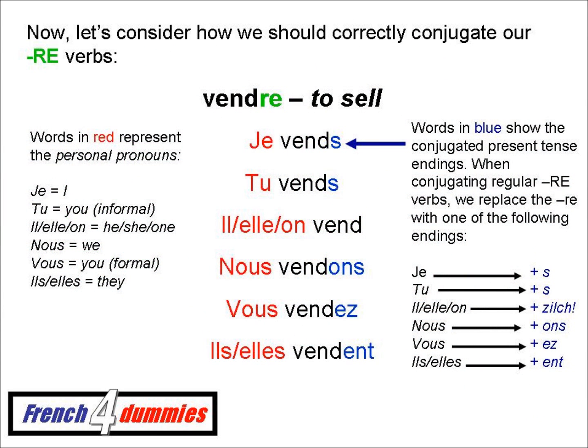Right. So now you're done thinking about how to conjugate the RE verbs, let's look at how we should actually conjugate them in real life. I have chosen the example of vendre, to sell, to explain this to you.